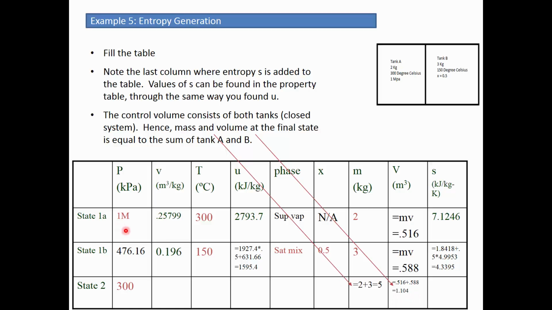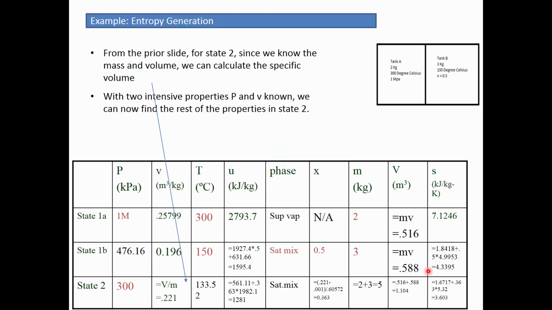We were given intensive properties at both tanks, so we can find everything on the table for both tanks. For state 2 now, since we know mass and volume, we can find specific volume. With the pressure given as 300 kilopascal and specific volume, we now find everything in state 2.